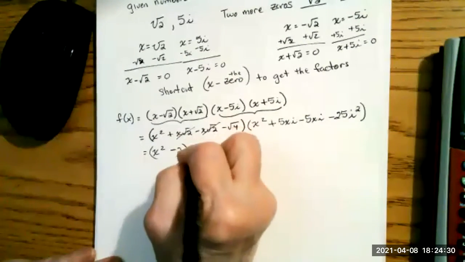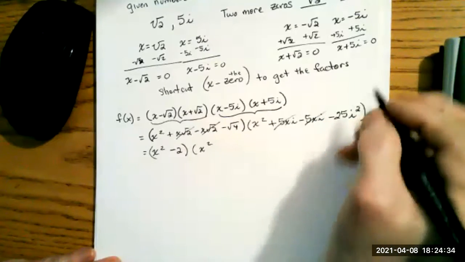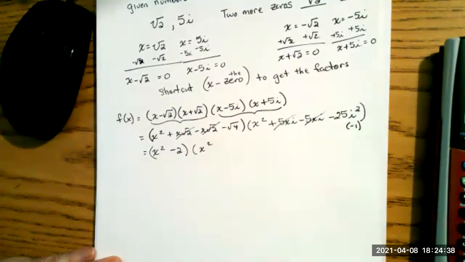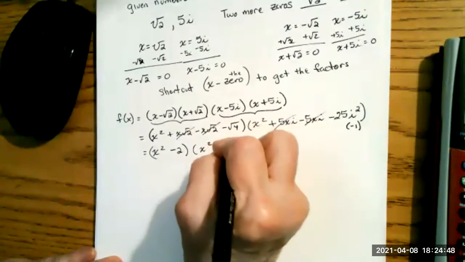Okay. Then in the second one, I have x squared. The 2 in the middle cancel. The i squared is negative 1. So i squared, substituting in negative 1, would be negative 25 times negative 1, which would be positive 25.